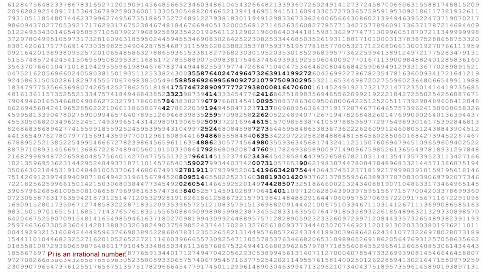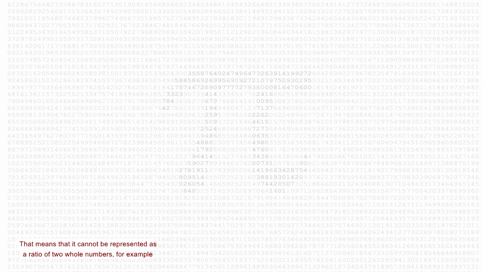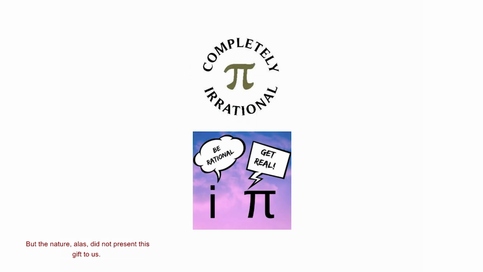Pi is an irrational number. That means that it cannot be represented as a ratio of two whole numbers, for example this or this. In other words, it's impossible to find two integers such that divided one by another will give us the pi number. It would be too cool. I'm writing down two simple numbers, one in the numerator and the second one in the denominator. And here you are, pi. No need to mess around with trillions of digits. But nature, alas, did not present this gift to us.